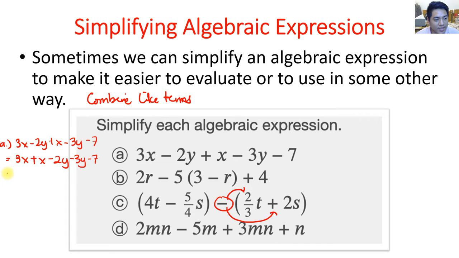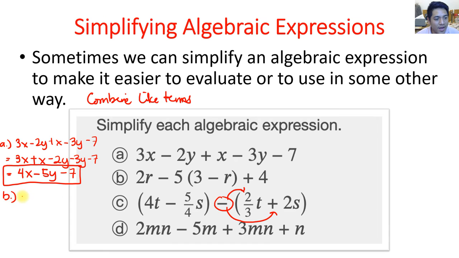Okay? So you have 3x plus x, that would be 4x, minus 2y minus 3y, they are like terms as well as the x's. So negative 2y minus 3y, we add them negatively. Okay? And then we have negative 7 here. So nothing to simplify for the constant. So this is our answer for letter A.